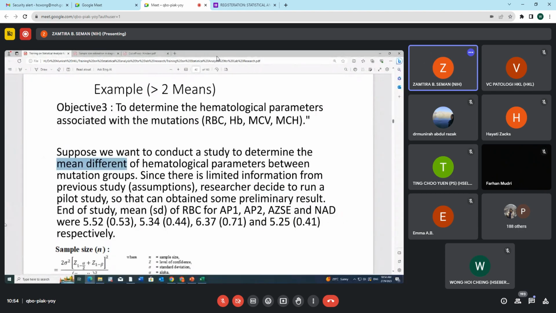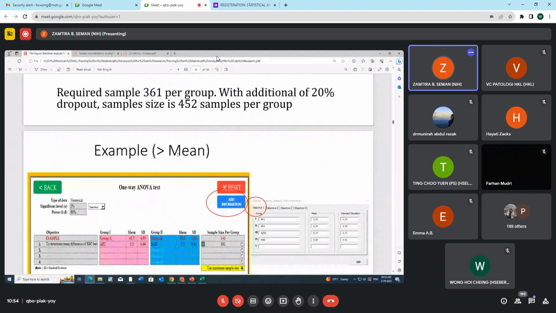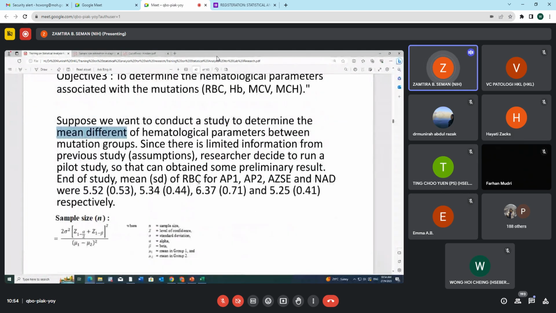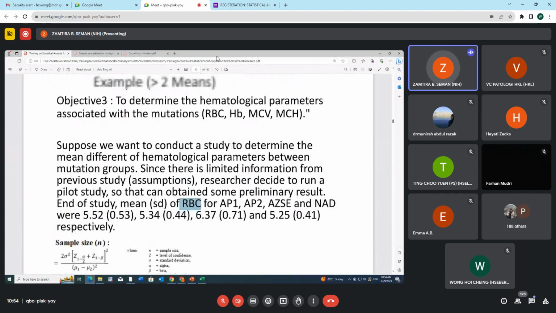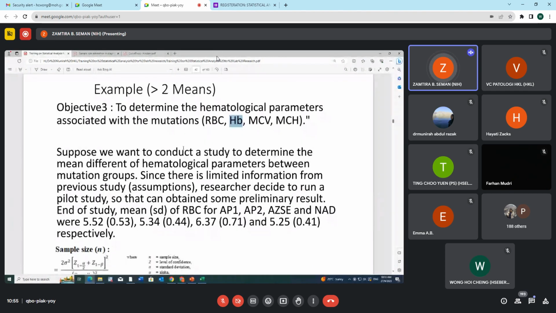Okay. Here, I guess there is no previous study, so I use this pilot study. Now from this pilot study, I got this. Just plug into M1 also, but now this involves more than two groups, which are AP1, AP2, AZSE and NAD groups. Now I want to test on their RBC. That's what I said.